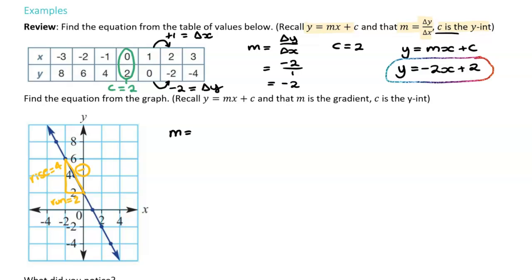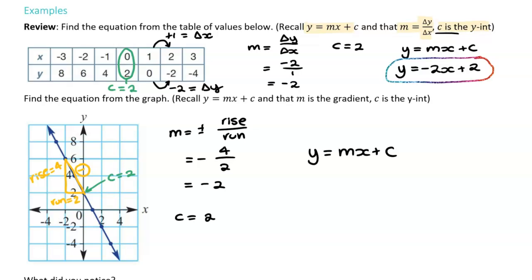So m equals plus or minus rise over run. So that's negative, the rise is 4, and the run is 2. So that simplifies down to -2. Now the y-intercept is where it crosses this axis, so c would be equal to 2 here. So c equals 2. So the rule, y equals mx plus c, it's going to be y equals -2 for mx plus 2 for c. Now did you notice something? These two rules are the same.